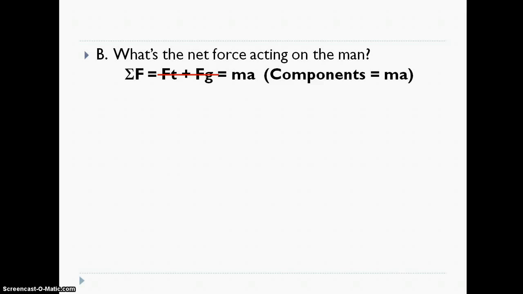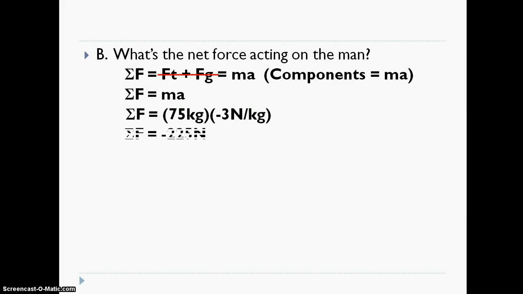and not use the component portion of it. But on other problems, actually further in this problem, we'll use the component portion as well. So just to find the net force, I use F equals ma. The mass was given, the acceleration was given, and so the net force is 225 newtons. So I made that negative, again because the net force is down.